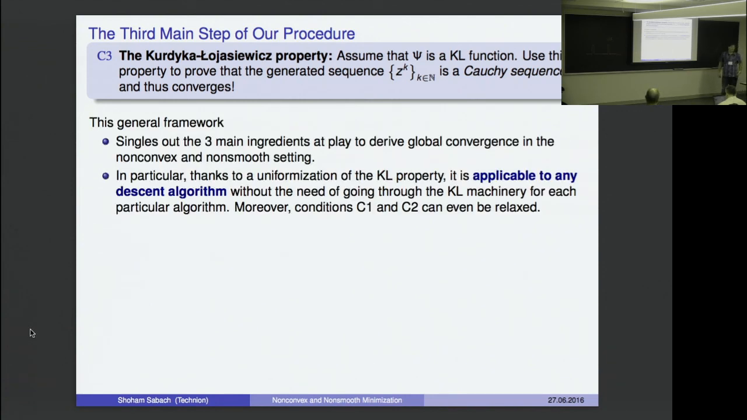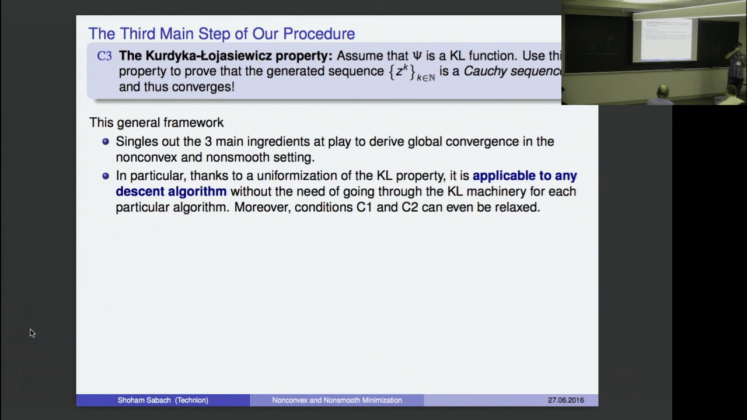So first of all, there are several papers that deal with the KL property. It's become very popular in the last few years. And in our paper, with Shoham and Mark Teboulle, when we developed this framework, this development shows exactly which role, which mathematical tool is needed at each stage of the convergence analysis. Moreover, you see exactly the role of the KL property.